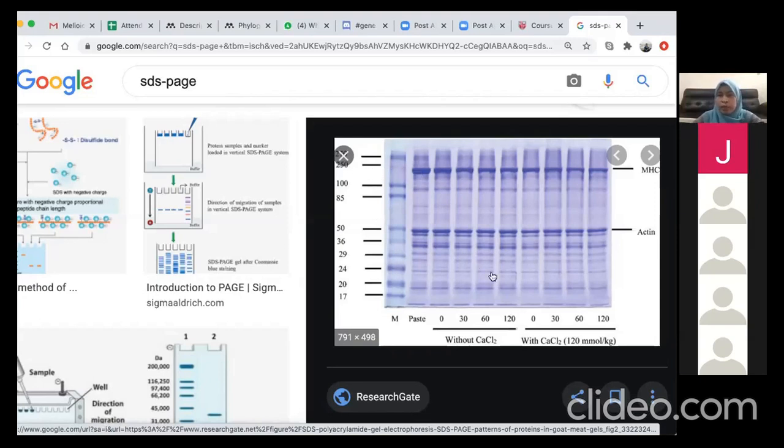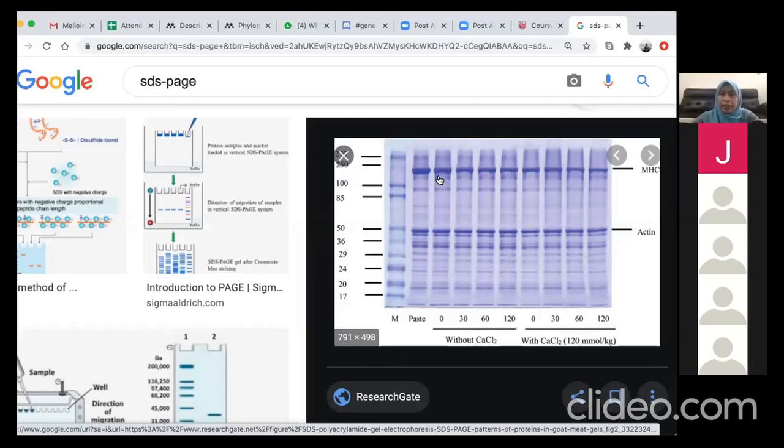We can see here the different treatments they have put. Without calcium chloride, 0 hour until 120 hours. Once you load the same amount of protein, you can see the different intensity of the band. The more intense the protein band here, the more protein there is at that position.